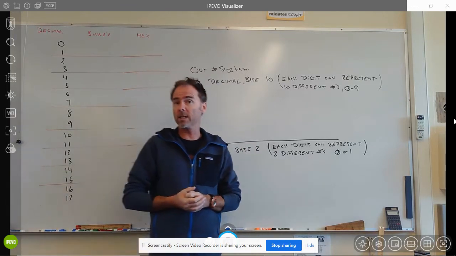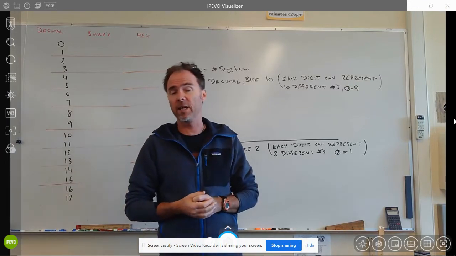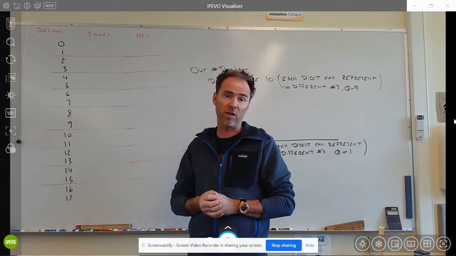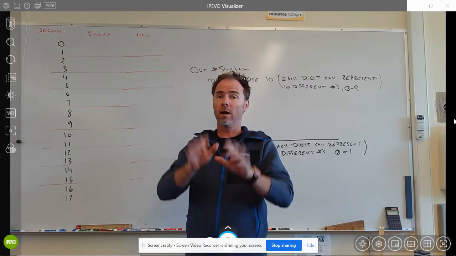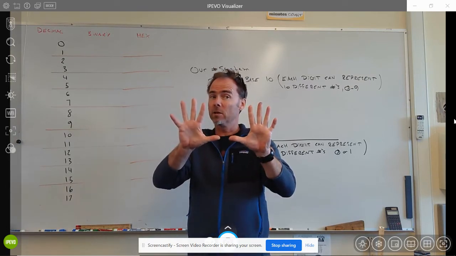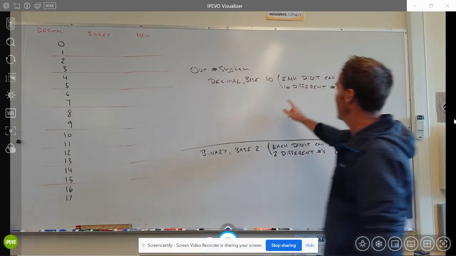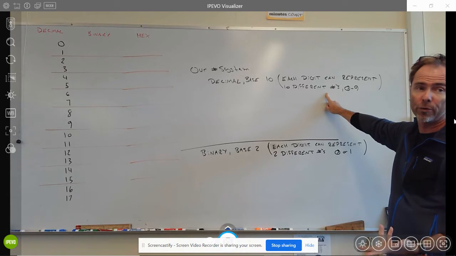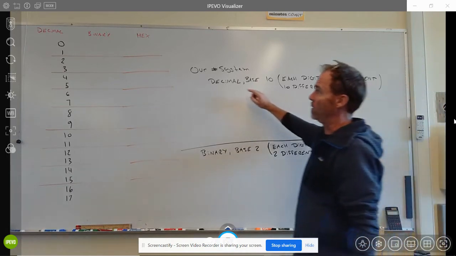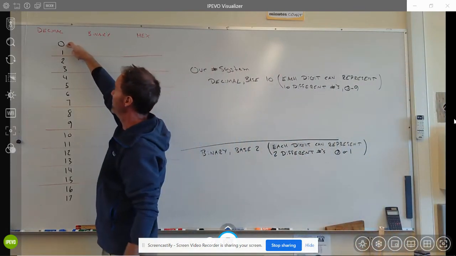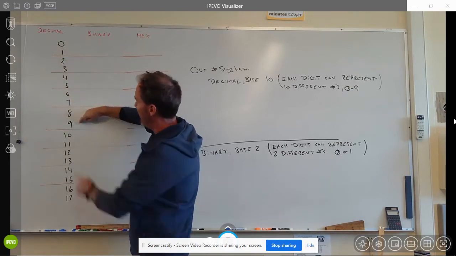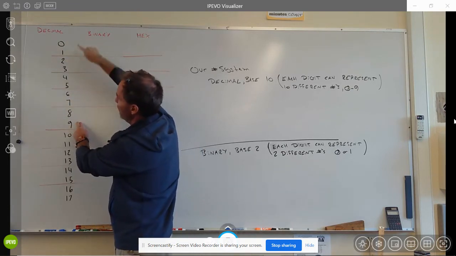To understand the binary system, we've got to understand the one we use, which is called the decimal system. That's what we're familiar with. It's base 10. So basically, that means that each digit can represent 10 different numbers, 0 through 9. When I was born, my first year, I was 0 years old. Then I was 1, 2, 3, 4, 5, 6, 7, 8, 9. 10 different numbers with one digit.